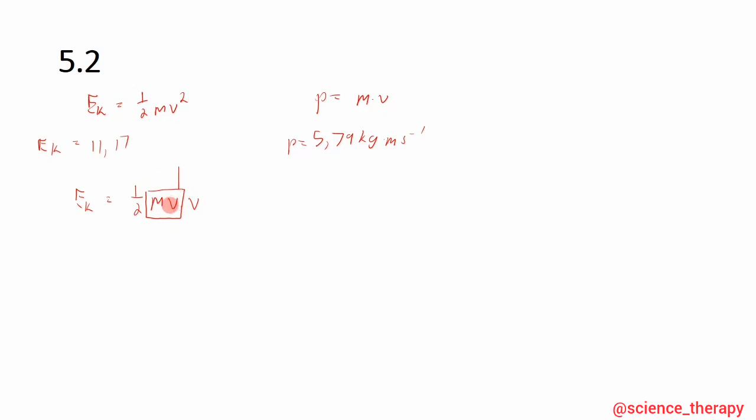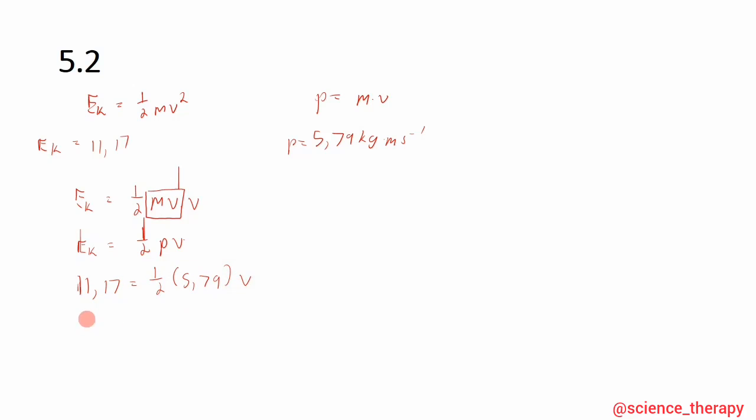That means we can just substitute this 5.79 into this because this represents the momentum. So we can now rearrange this formula to be the same as half PV, like that. So now we have EK is equals to 11.17. And then what is our momentum? Our momentum is 5.79. And then here we have V.